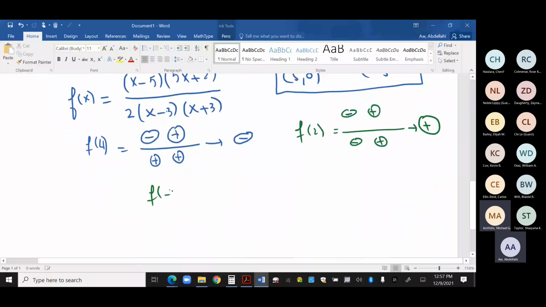Negative 2 minus 5 is negative. 5 times negative 2 plus 2 is negative. Negative 2 minus 3 is negative. And negative 2 plus 3 is positive. So 3 negatives will be negative. So my graph is at the bottom, you see?